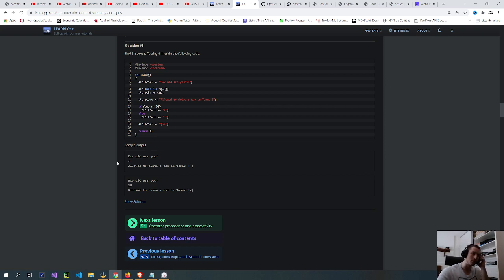Simple output, older than 16 allows you to drive a car in Texas. How old are you? 19 allows you to drive a car. Next. So is it outputting the wrong age here? No, it's correct.